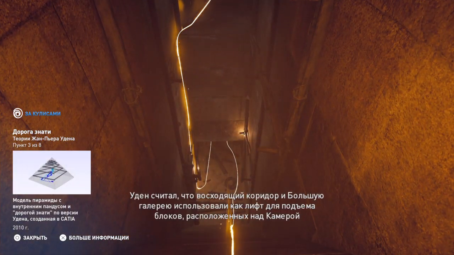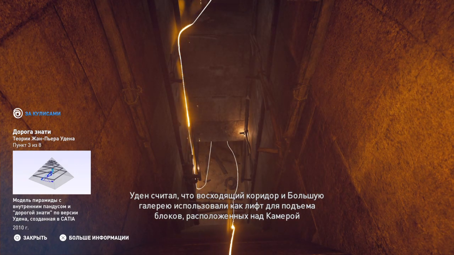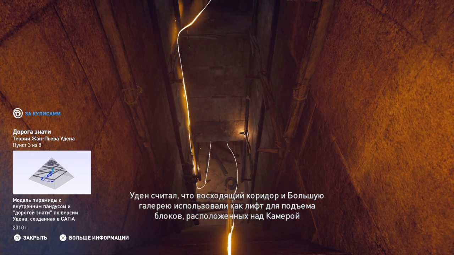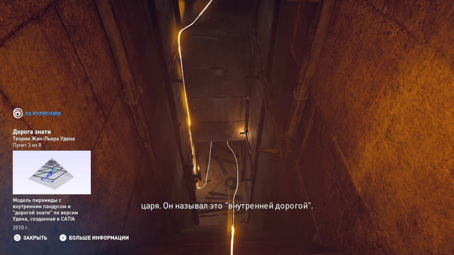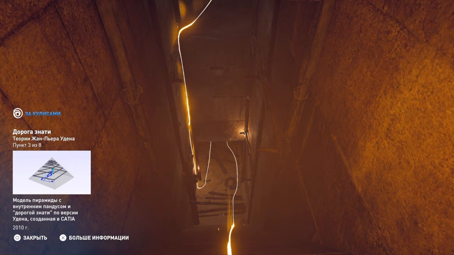Houdin theorized that the ascending corridor and the Great Gallery were used by the workers to haul and hoist the heavy beams above the king's chamber. He called it the service circuit.